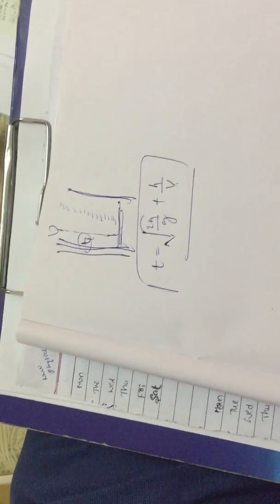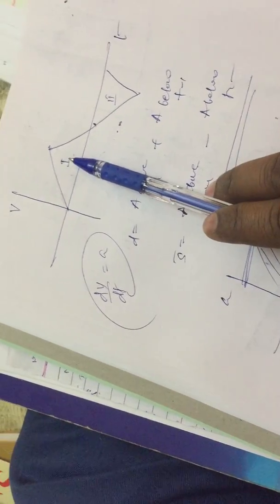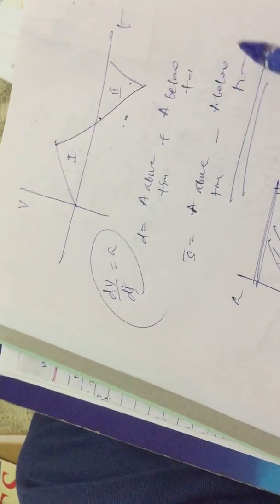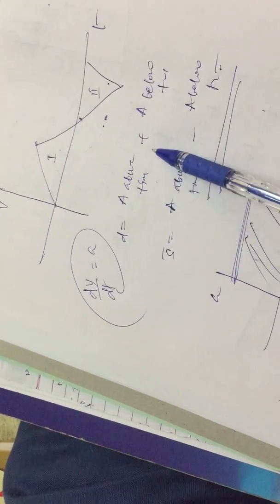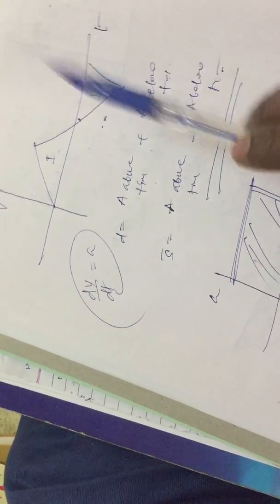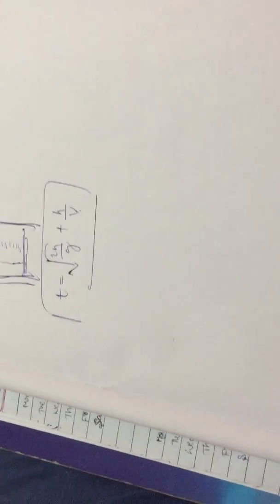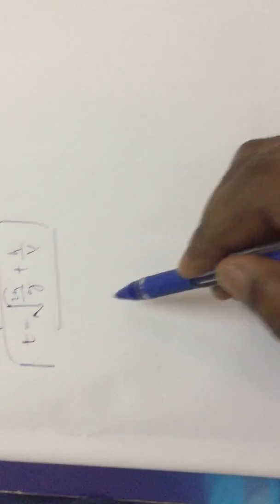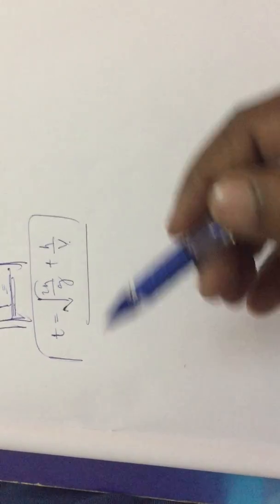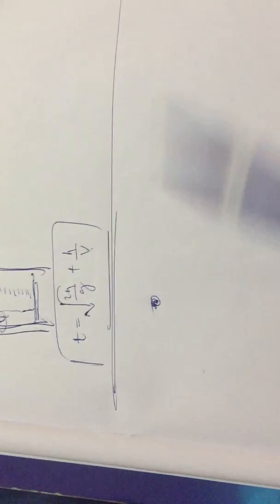And next, another important point regarding vertically upward projection. You need to remember that the area above the time axis minus the area below the time axis is displacement, and the area above the time axis plus the area below the time axis is distance. This is about kinematics. Some other points you can cover up on your own. These are the basic, most important points.